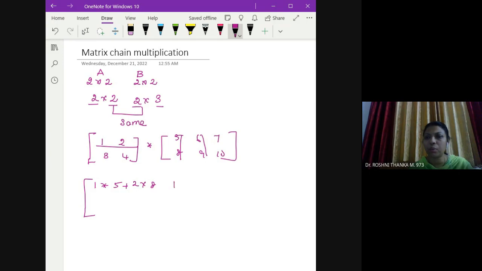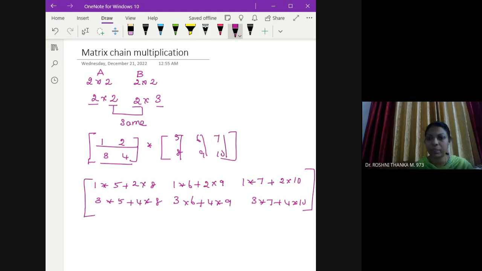So what will you get? 1 into 6 plus 2 into 9. Similarly, you will get 1 into 7 for this column plus 2 into 10. Then for the next row, multiplying this row and this column, we get 3 into 5 plus 4 into 8, then 3 into 6 plus 4 into 9, and then 3 into 7 plus 4 into 10. This is the multiplication of these two matrices.